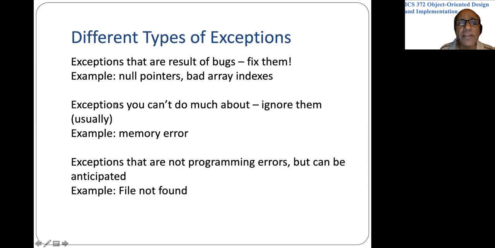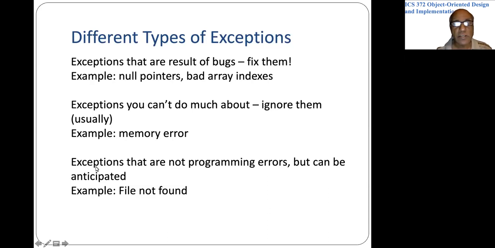The second kind of exceptions are things you can't do much about. For example, there is a memory error, or you try to read from disk and there is a problem with the connection. Those kinds of things you can't do much about. Those are hardware issues. Somebody has to fix them. Usually you ignore them. That is the most recommended action.